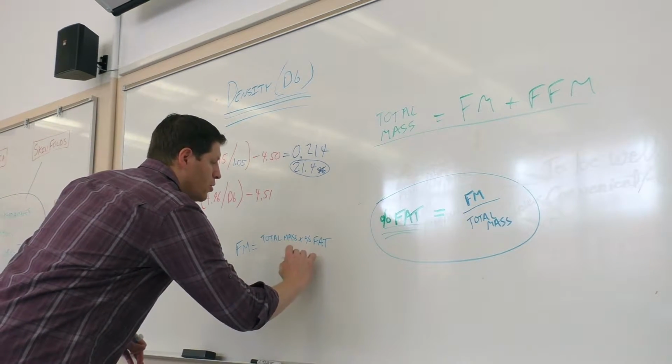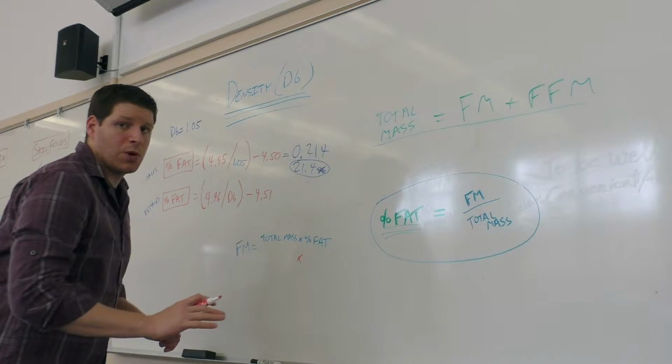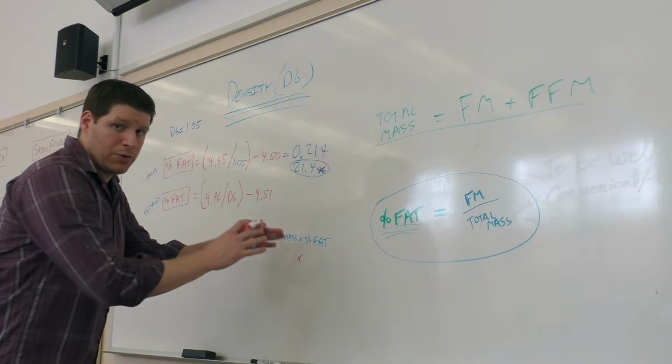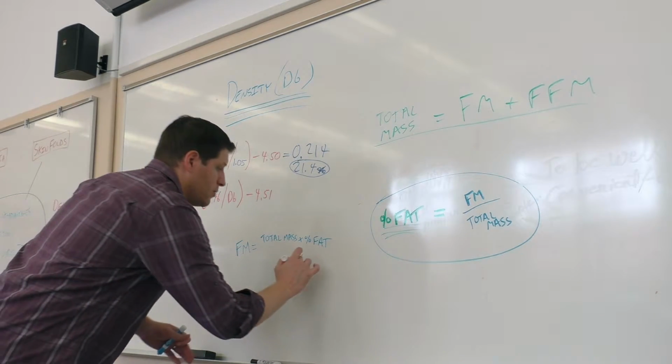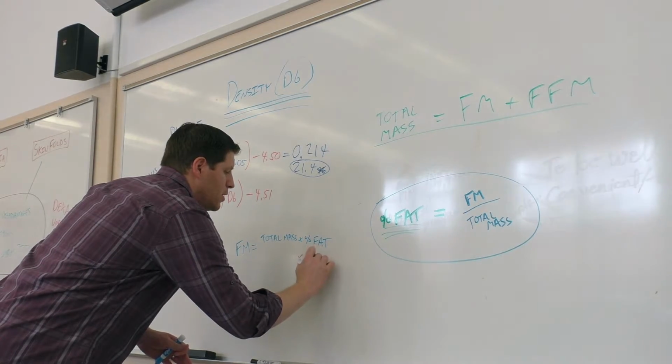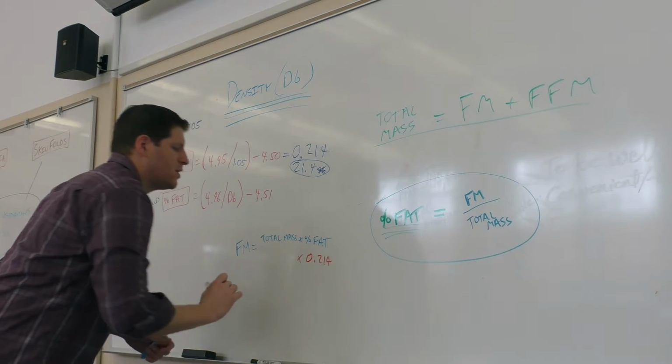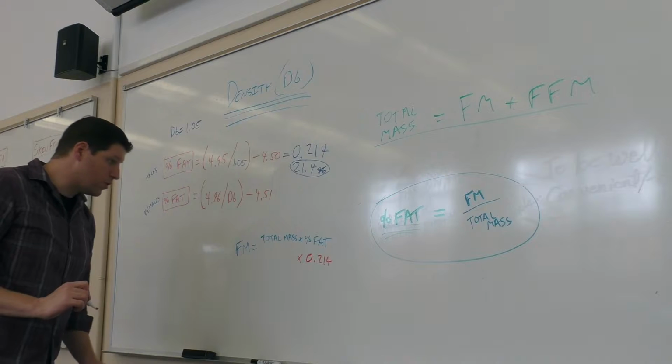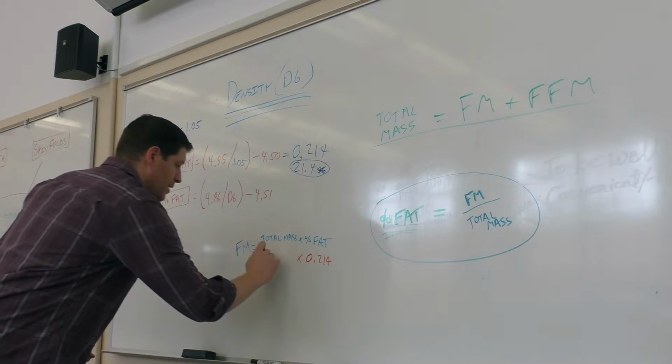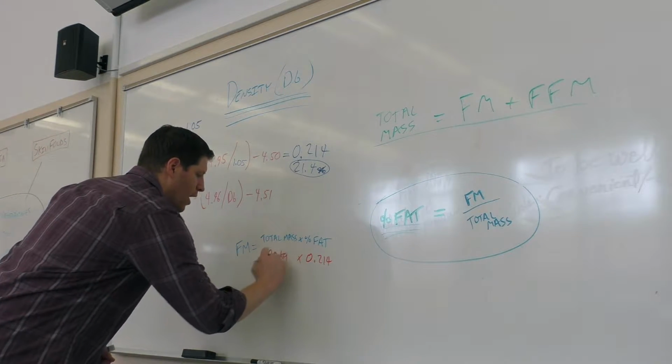So we know that the percent fat was 21.4%. We're going to put that in here actually as a decimal, okay? So 0.214. Now let's just say that our individual's total mass is 90 kilograms.